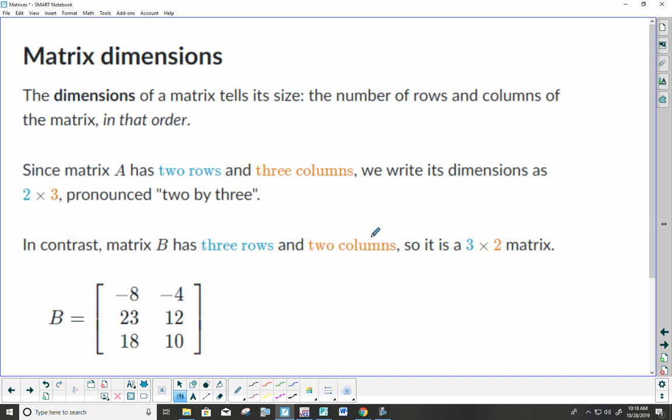The dimensions of a matrix is given by the number of rows and columns. So again, this would be row 1, row 2, row 3, column 1, column 2. So there's 3 rows, 2 columns. So it's 3 by 2. It's just the X like the multiplication symbol, but you don't say 3 times 2. It's 3 by 2.